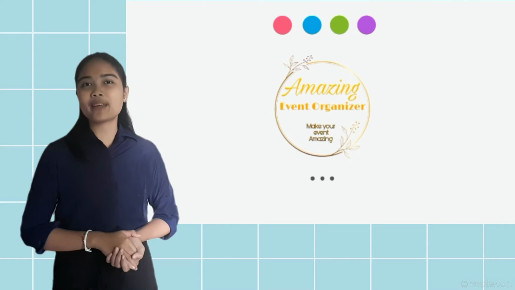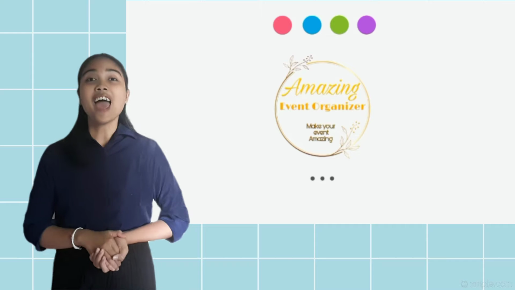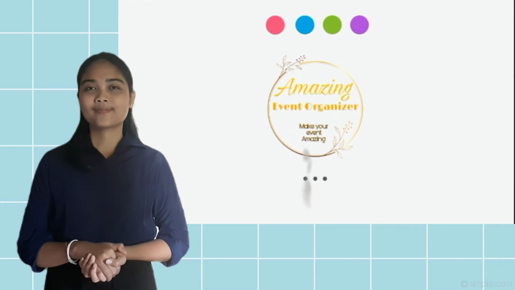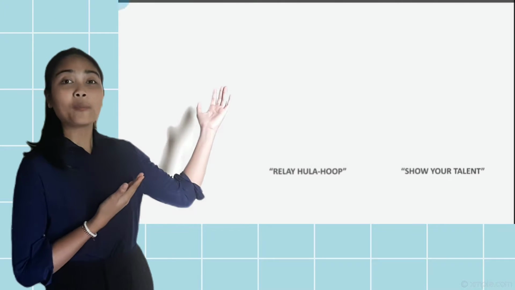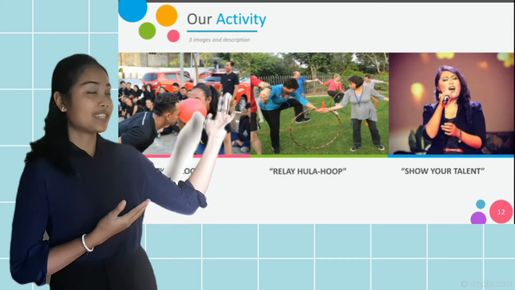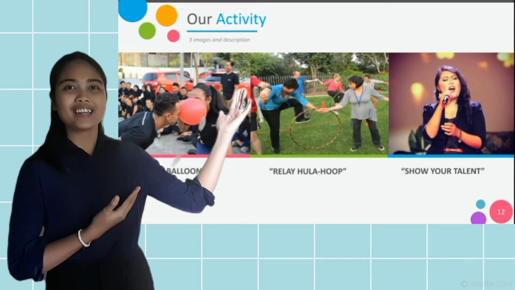Alright, now I will explain about the description of activity and itinerary in day 1 of our trip to Bali. Well, as you can see in the PowerPoint slide, the activities that we will do in this event are crazy balloons, relay hula hoop, and show your talent.